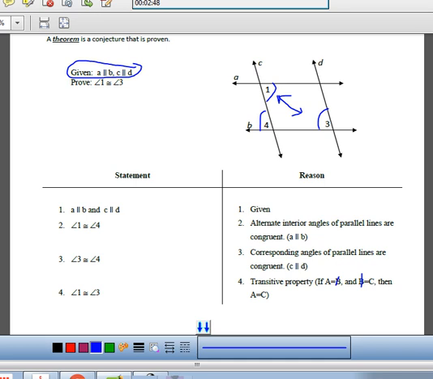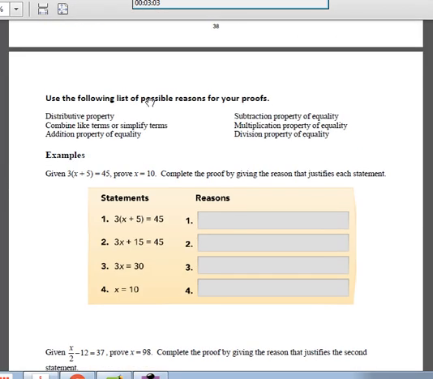This will make a little more sense when we see some things that we know and understand, like over on the next page, 39. Use the following list of possible reasons for your proof. We should know all of these things. Distributive property, combine like terms or simplify, addition property of equality, subtraction property of equality, multiplication property of equality, and division property of equality. All of these are properties of equality. What they are, these are all statements or reasons of something you already know really well. When you solve an equation, what you do on one side of an equal sign, you do on the other. That is a property of equality.